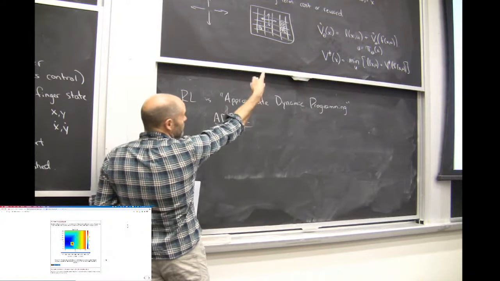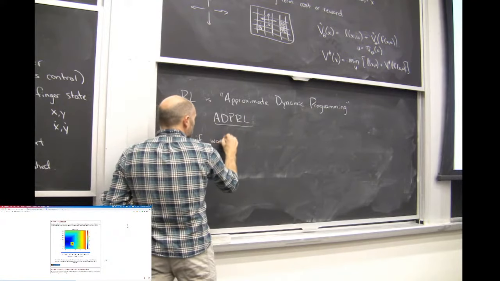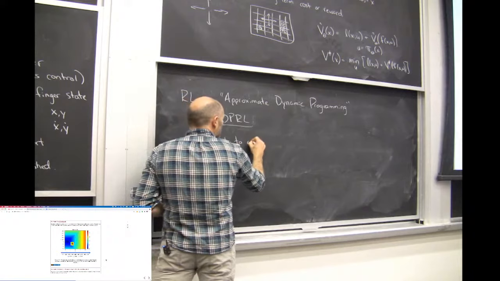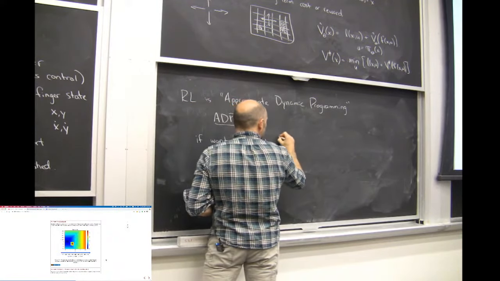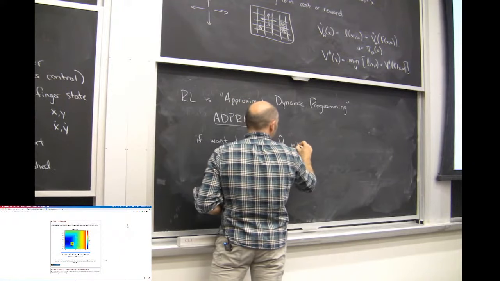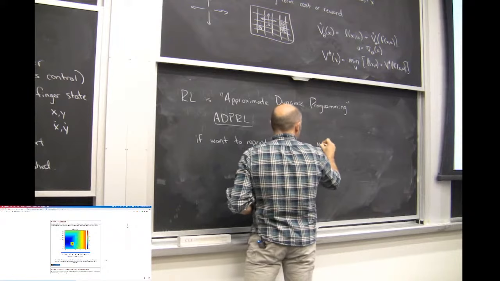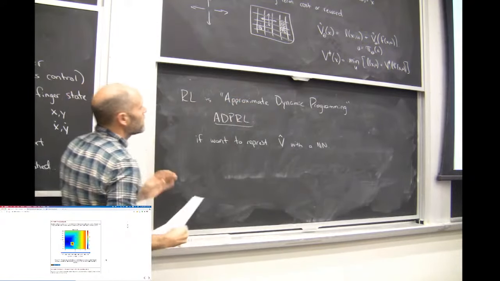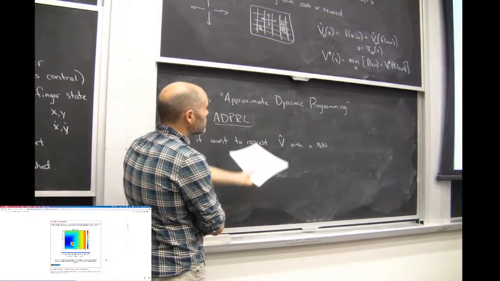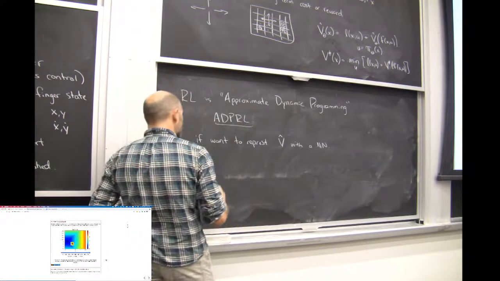And it's asking the question of if I want to store or represent v hat with a function approximator, let's say, then there's the objective that's natural given the recursive structure.